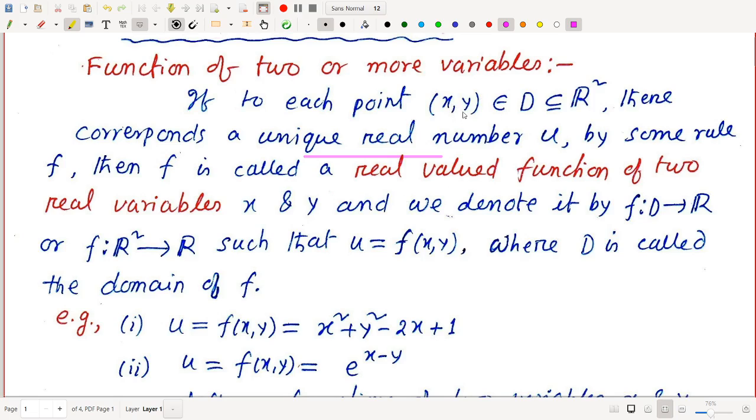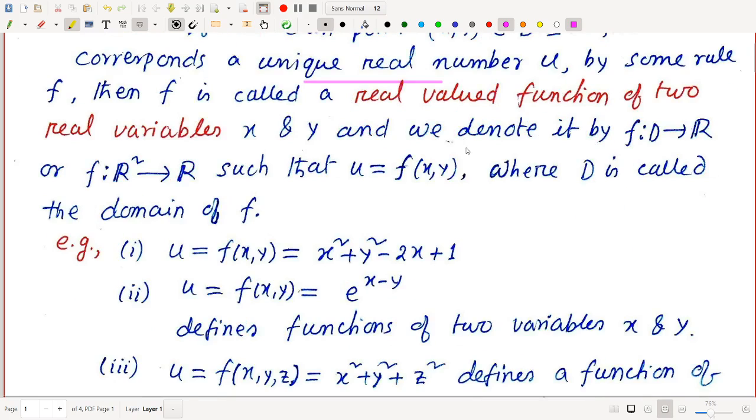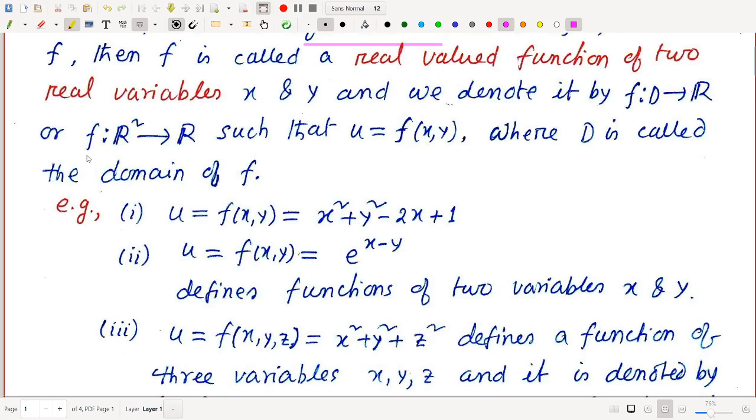To each point (x, y) there corresponds a unique real number u by some rule f, then this rule f is called a real valued function of two real variables x and y, and we denote it by f colon D tends to R, but we read it as f is a function from D to R, or in general it is denoted by f colon R square tends to R, read as f is a function from R square to R. Here R means the set of real numbers, and R cross R means the xy plane, Cartesian product, such that u equal to f of x, y. F is a function from R square to R, and we write u equal to f of x, y.